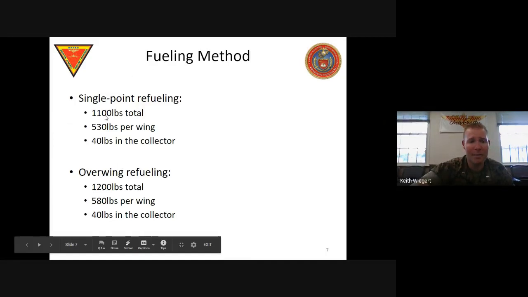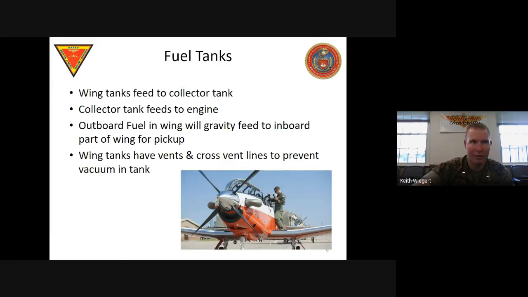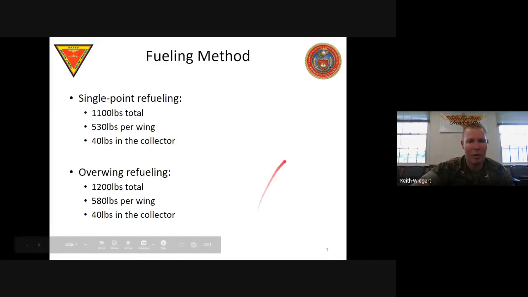All right, so here's our fueling methods. Single point refueling. Over here, here's the little fuel bay on the aircraft itself, right? The fuel bay there is where they hook up a hose. It's just a big hose, and they're going to pump fuel into the actual aircraft. The pressurized fuel coming from a truck is going to go into the tanks and fill up the collector tank, and then it's going to fill up the two wing tanks.